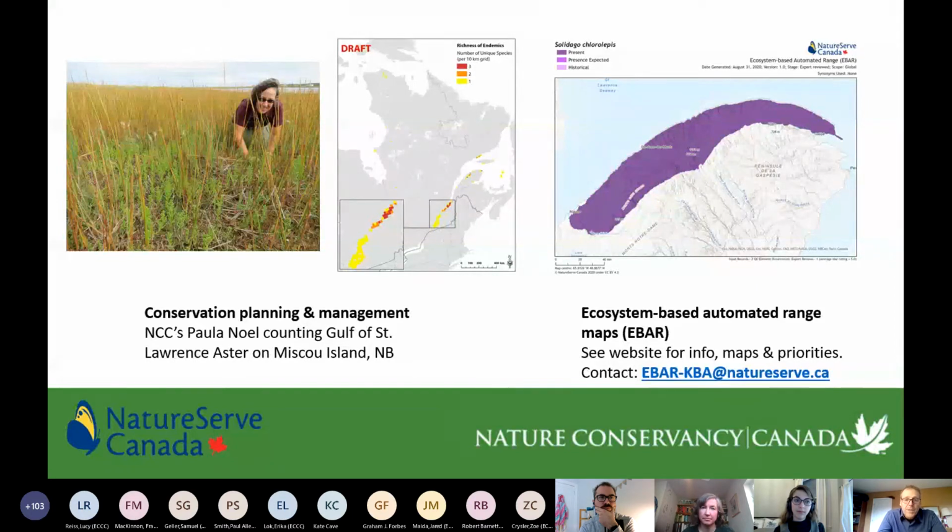And also with the mapping that we created, you can see the map of Quebec. We do have a grid map that shows where some of these hotspots are, and we can use that to identify priority areas for conservation. As mentioned, the mapping is getting better with the ecosystem-based automatic range maps. I'd encourage you to go to this website, look at some of the maps that have been done, but also some of the priorities. And if you're an expert in any of the taxa that are on that list, your help would be appreciated in refining these range maps for these species.